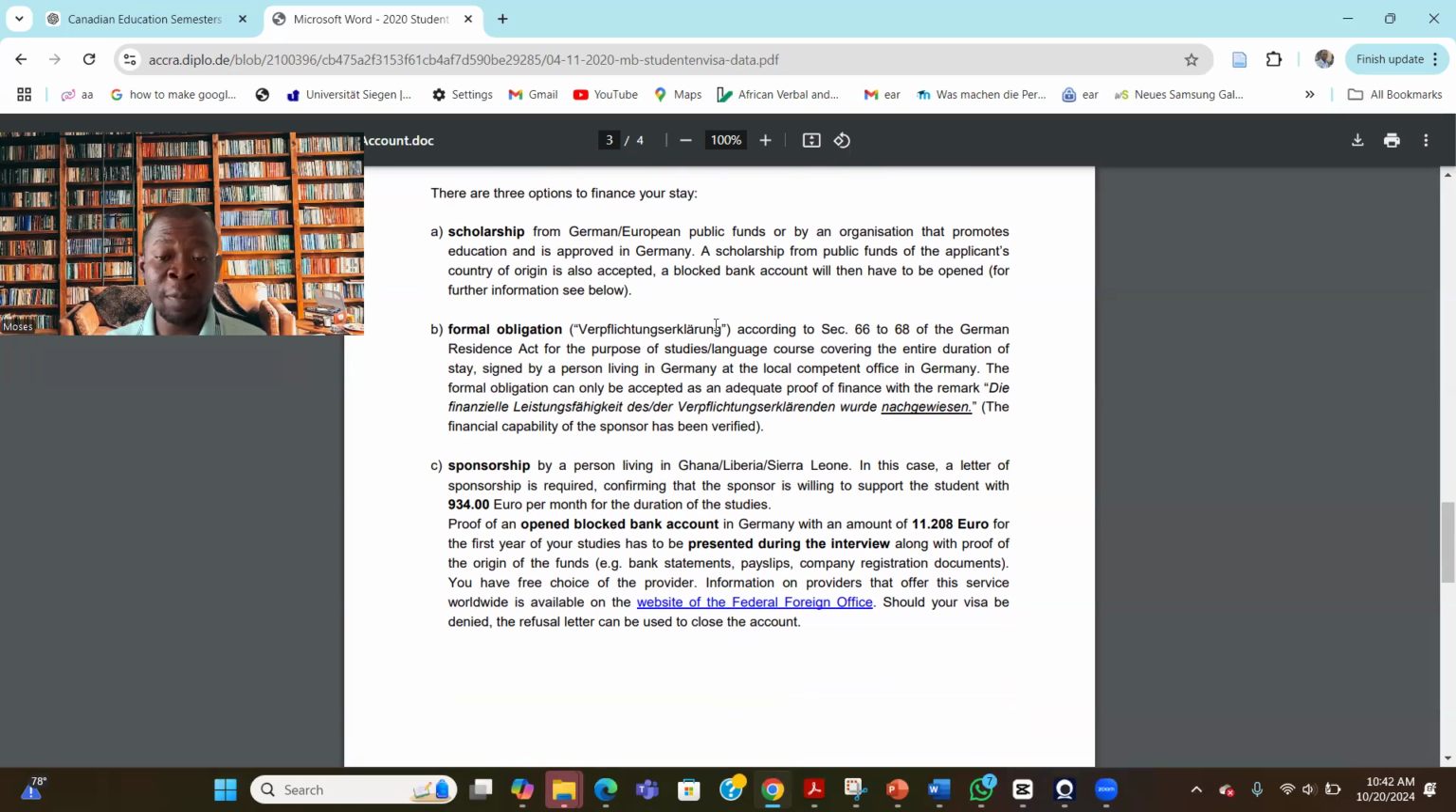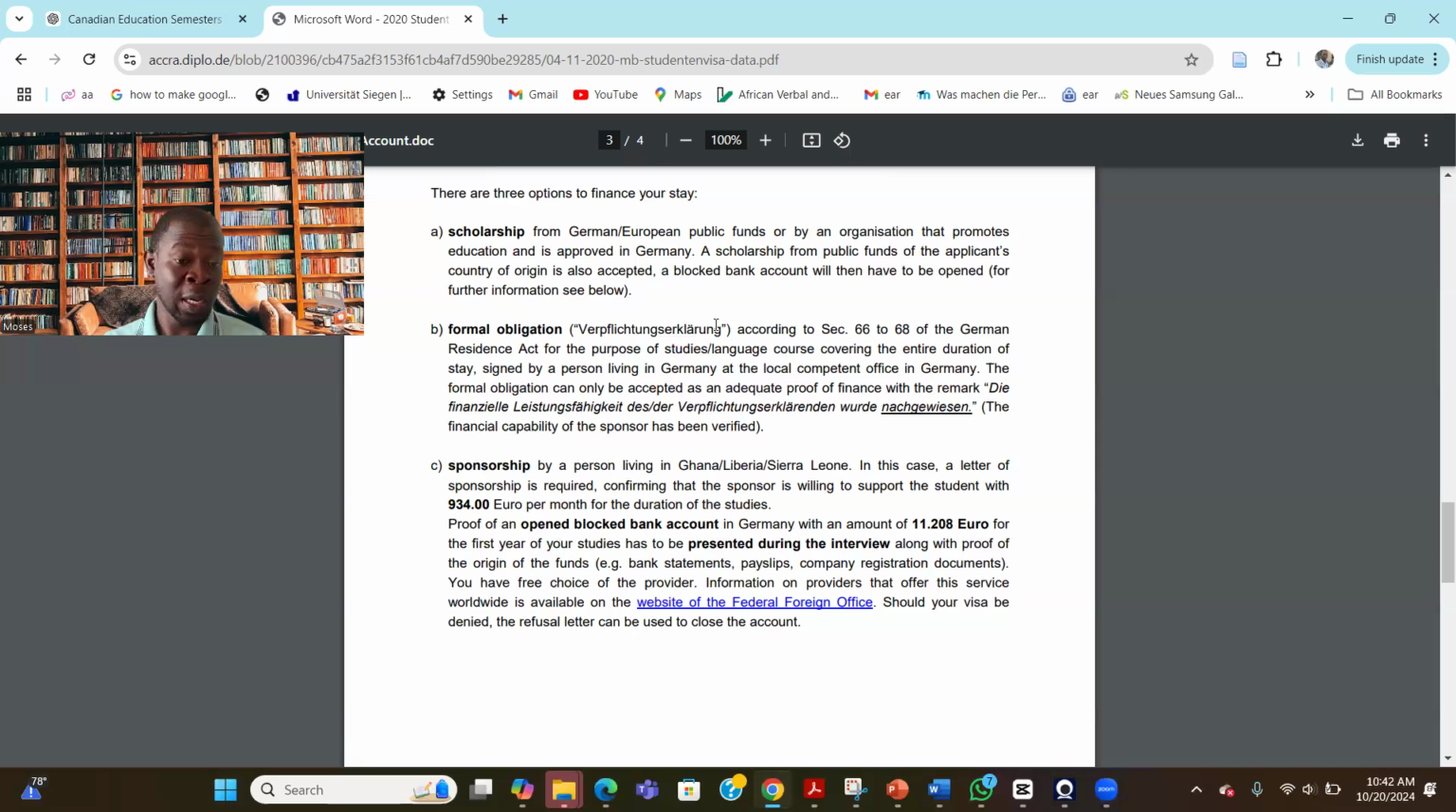A scholarship from German or European public funds, or by an organization that promotes education and is approved in Germany. A scholarship from public funds of the applicant's country is also accepted. A blocked account will then have to be opened. Further information below. So if you have a DAAD scholarship, whatever, from a German institution, okay, and whatever, from Europe, once they give you a scholarship letter and say that they're going to take care of your living expenses, it will be accepted. So that's the first thing.